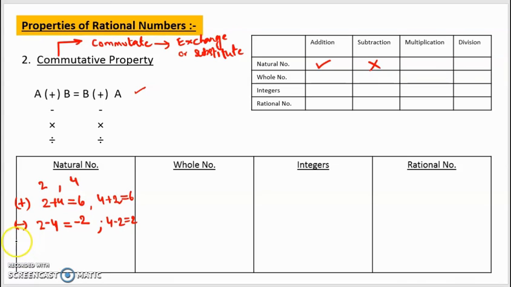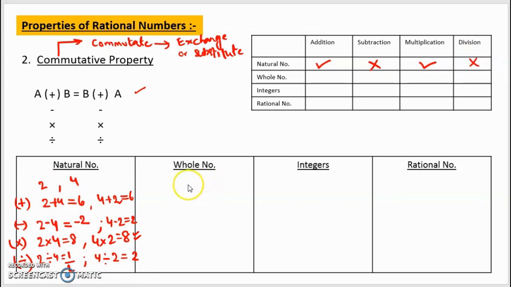Let us do multiplication now. 2 into 4 is 8. Similarly 4 into 2 is also 8. Hence it follows the commutative property. Division now. 2 divided by 4 is 1 by 2, while 4 divided by 2 is just 2. So we can clearly see the results are different. Hence natural numbers do not follow the commutative property for division.